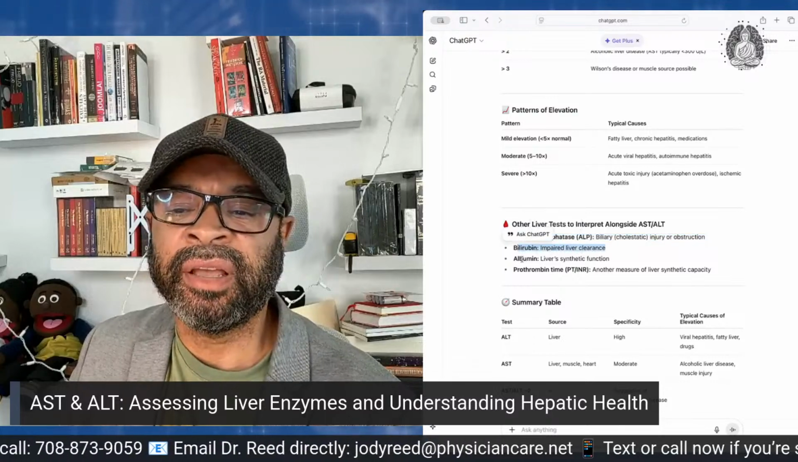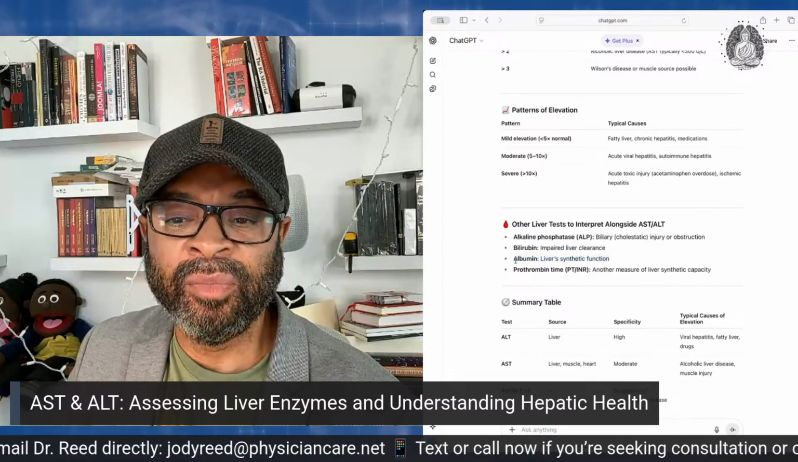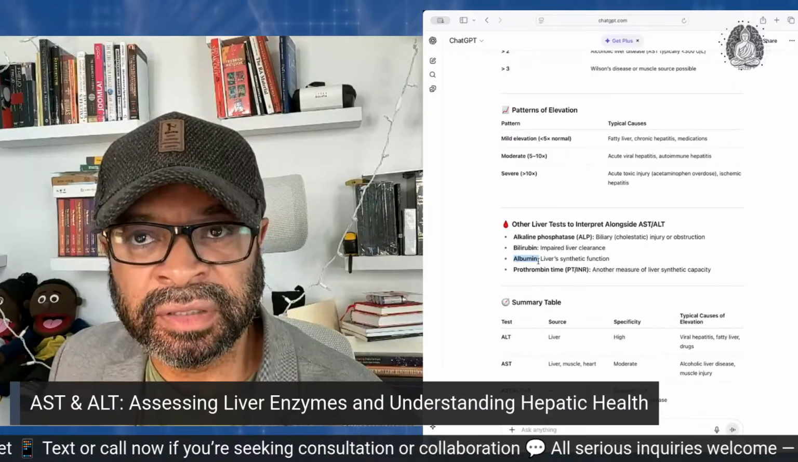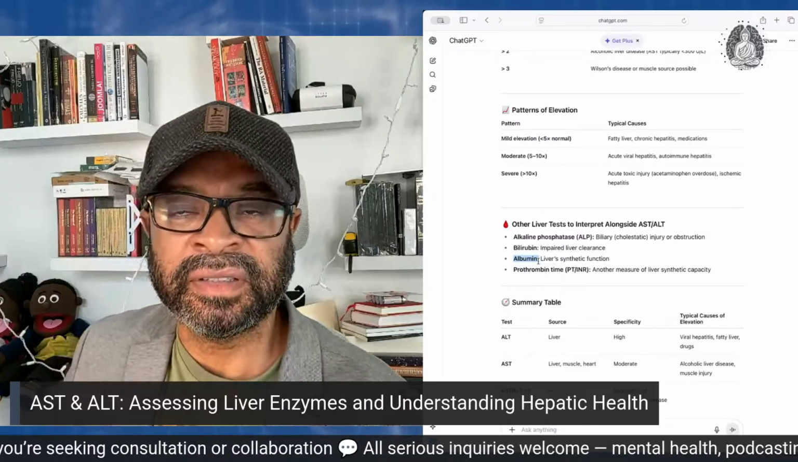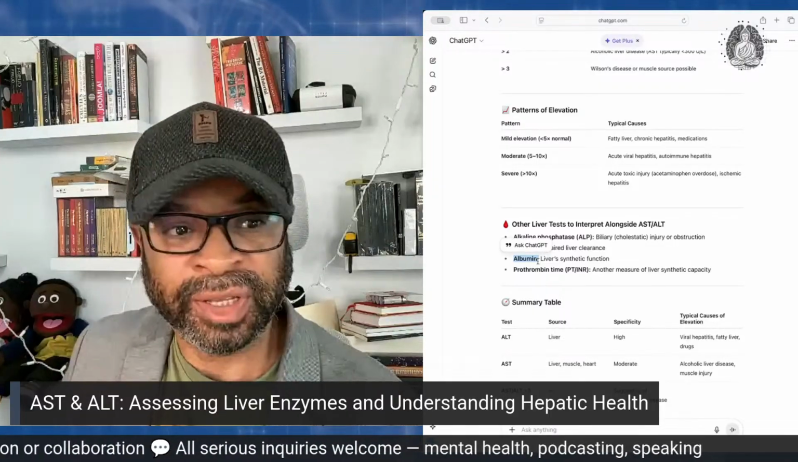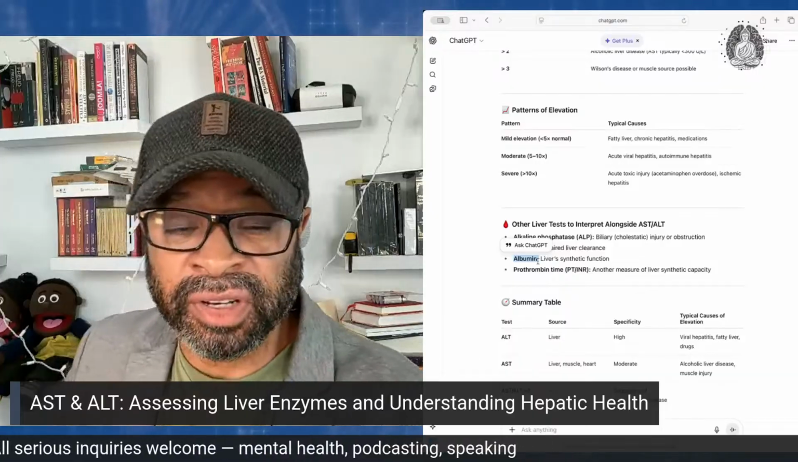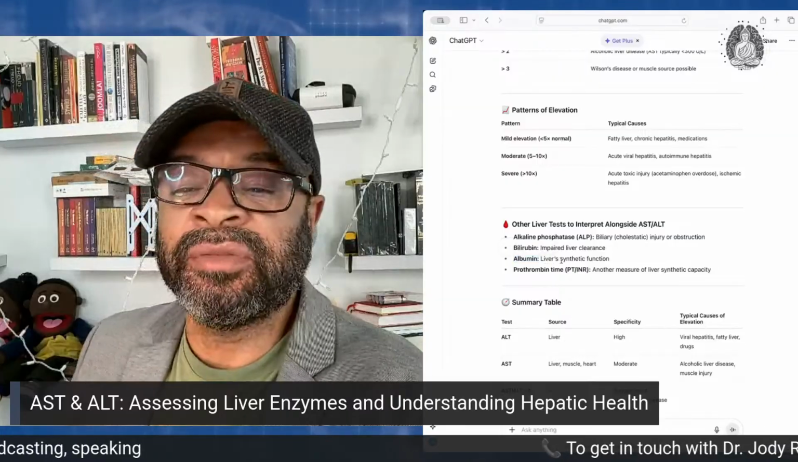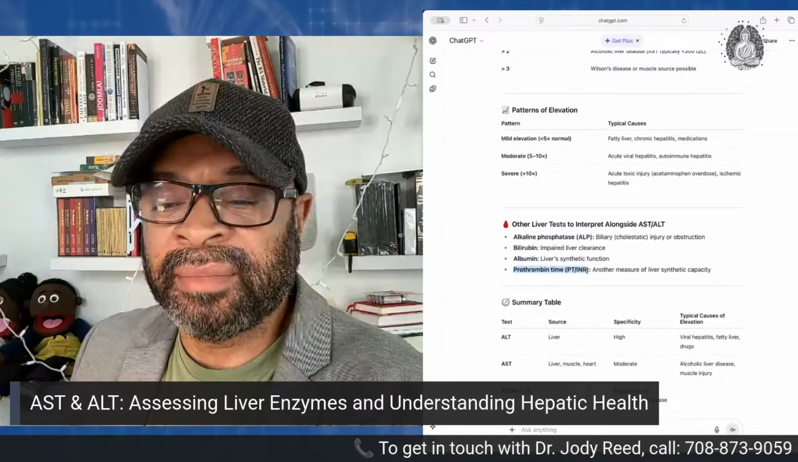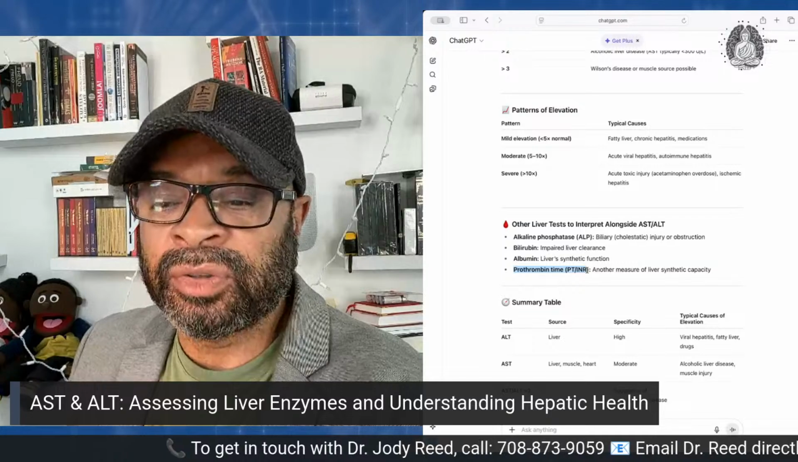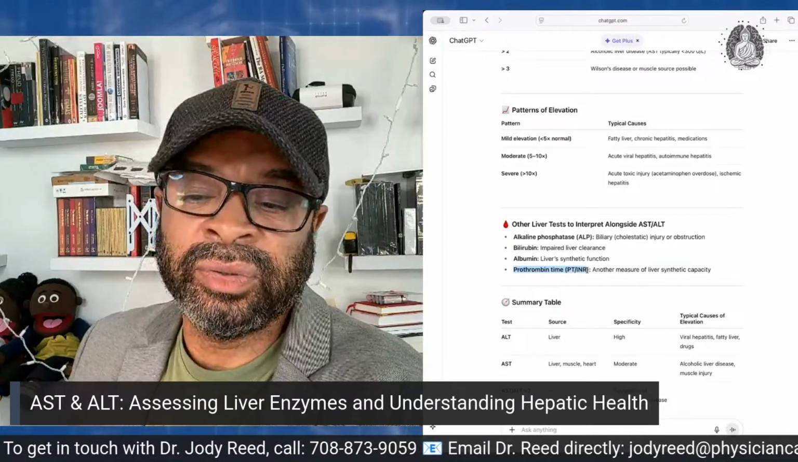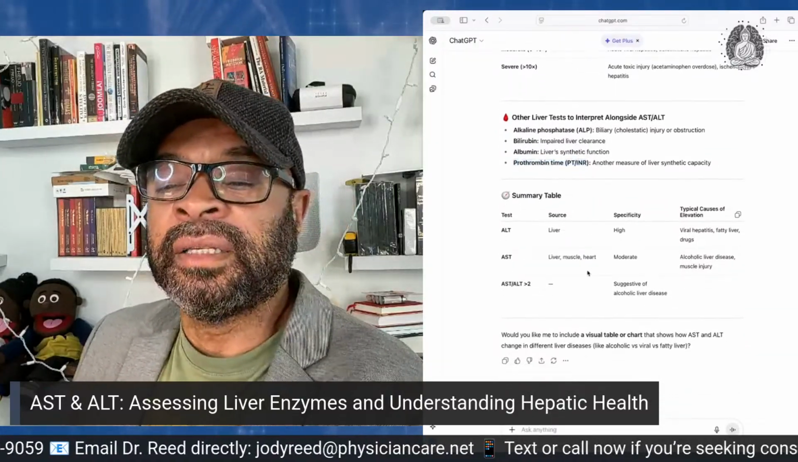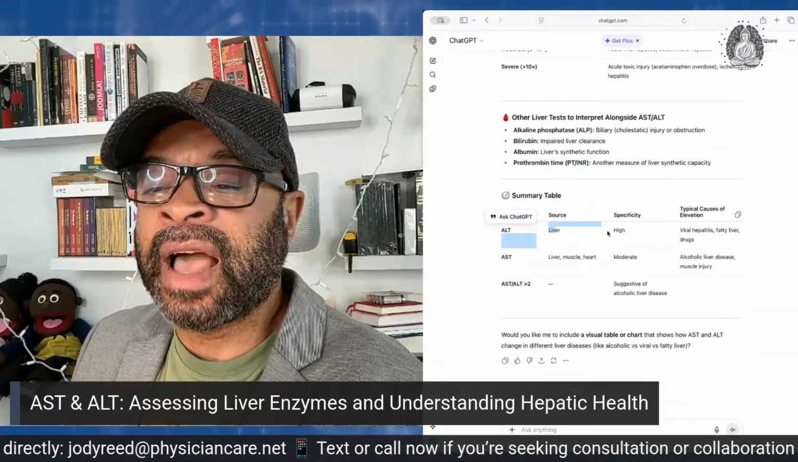Bilirubin is impaired, and you also look at albumin. If the liver isn't producing enough albumin, you're not creating enough proteins. A dropping albumin is a sign of significant liver failure, because it means your liver is not producing the proteins. Then there's prothrombin time, because you need to produce proteins to make your clotting factors. Okay, summary: ALT is specific for the liver, with high specificity.